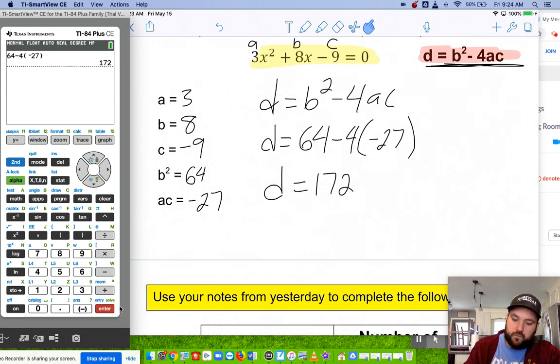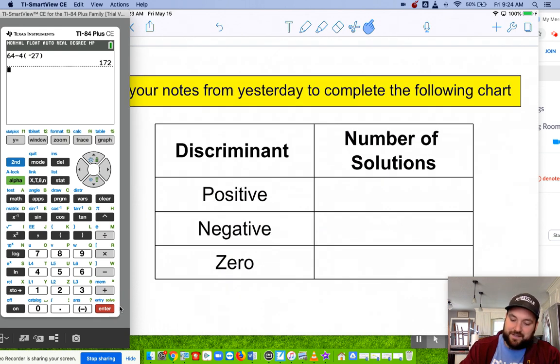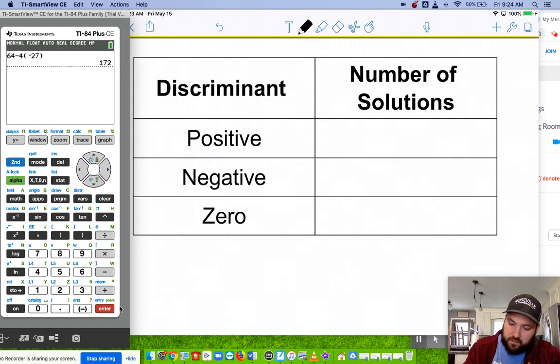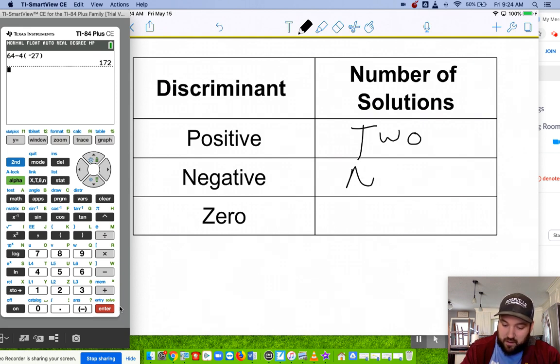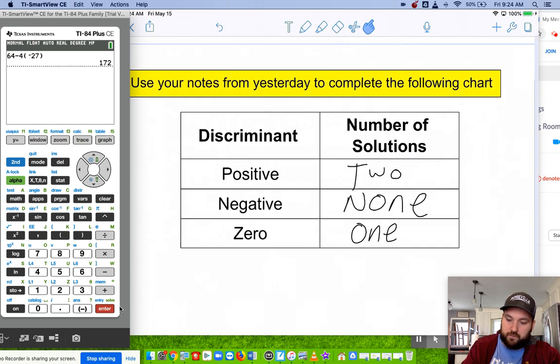So just to recap what that means, the discriminant is 172 does not mean 172 is the solution. What that means is a positive discriminant tells me there are 2 solutions to the equation, which is what we just found. So our discriminant was positive 172, so there are 2 solutions. A negative discriminant means that there are no solutions. And a discriminant that's exactly equal to 0 means that there is 1 solution to the equation.